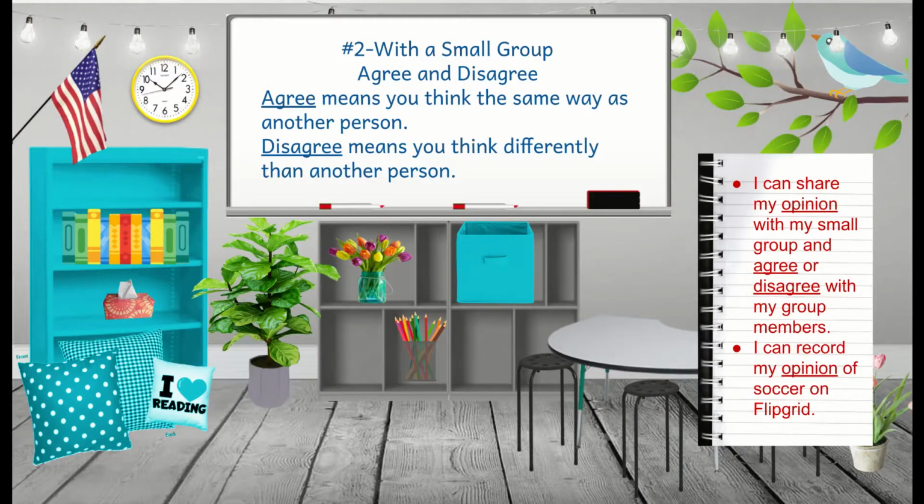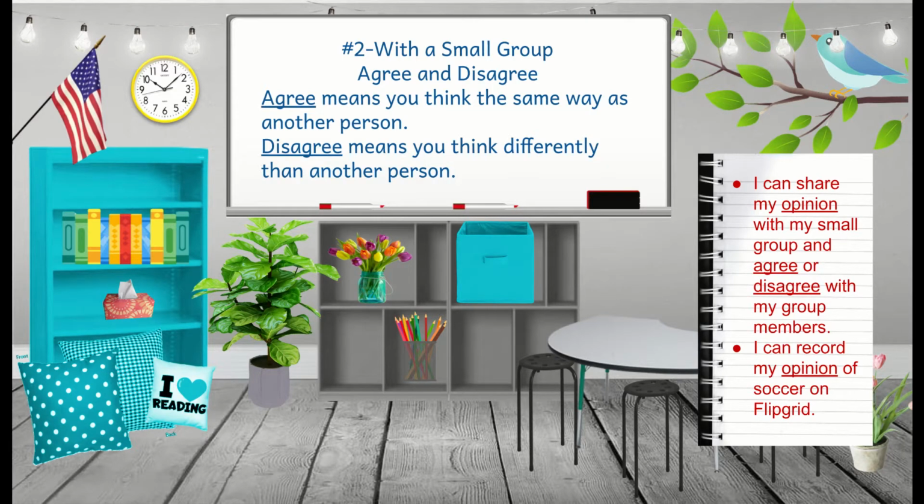For your second rotation, you are going to be working with a small group of 3 to 4 students, and you will be talking about agreeing and disagreeing. So your objective for today's center is: I can share my opinion with my small group and agree or disagree with my group members. I can record my opinion of soccer on Flipgrid.